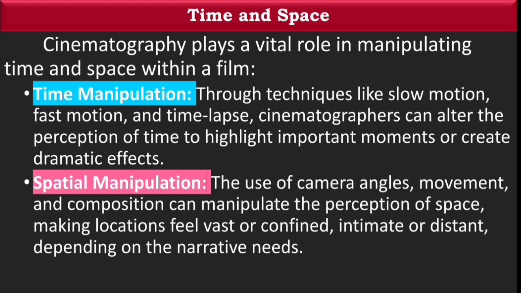Time and space. Cinematography plays a vital role in manipulating time and space within a film. Time manipulation. Through techniques like slow motion, fast motion and time lapse, cinematographers can alter the perception of time to highlight important moments or create dramatic effects. Spatial manipulation. The use of camera angles, movement and composition can manipulate the perception of space, making locations feel vast or confined, intimate or distant, depending on the narrative needs.